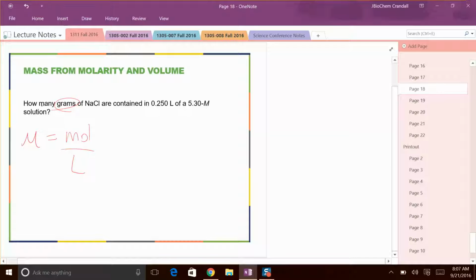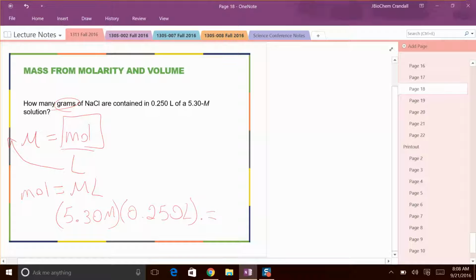What do I have to, using this equation, which of these do I solve for to get grams? Do I solve for molarity? Do I solve for the liters? Or do I solve for the moles? The moles. Because moles can be converted to what? To grams. So I solve for the moles. They gave me the liters and the molarity, right? So I move the liters up. Moles equals molarity times liters. Okay? So my molarity is 5.30 molar, and my liters are 0.250 liters.